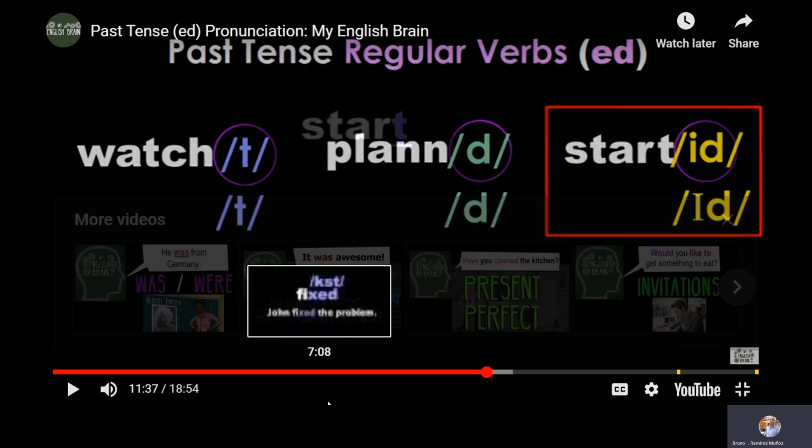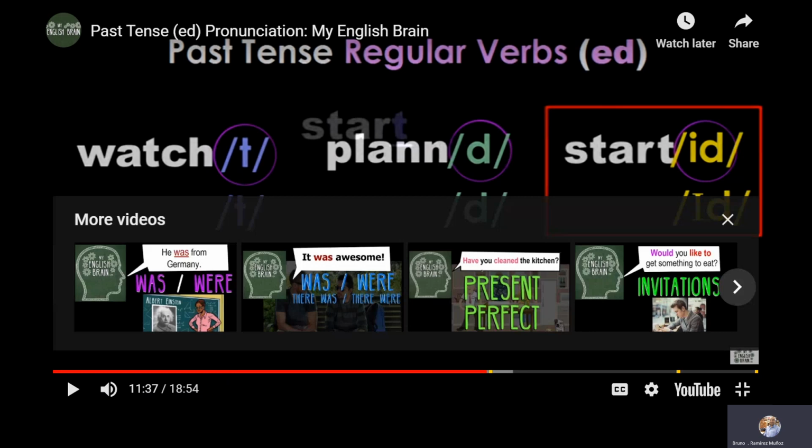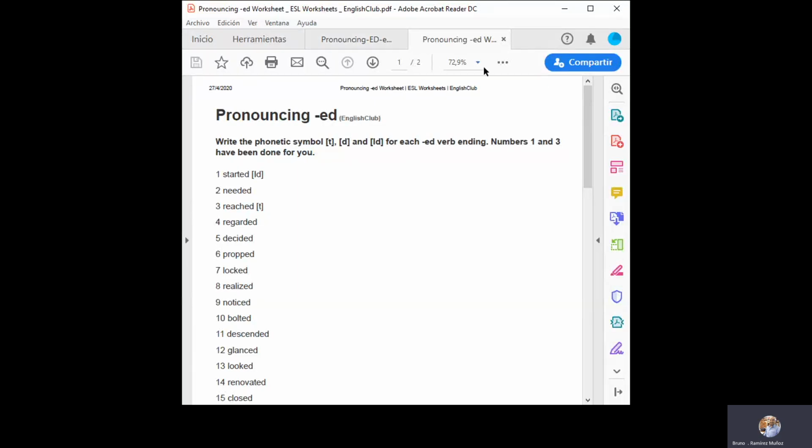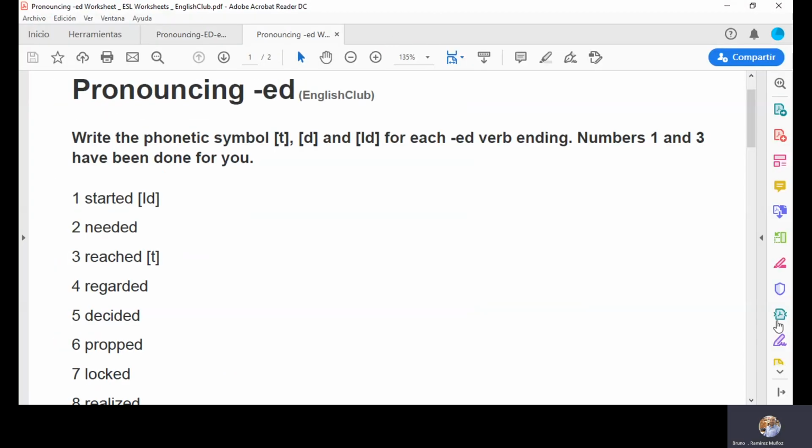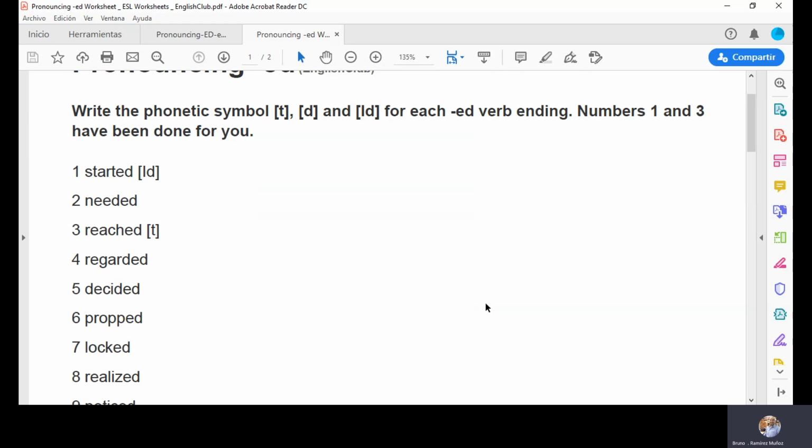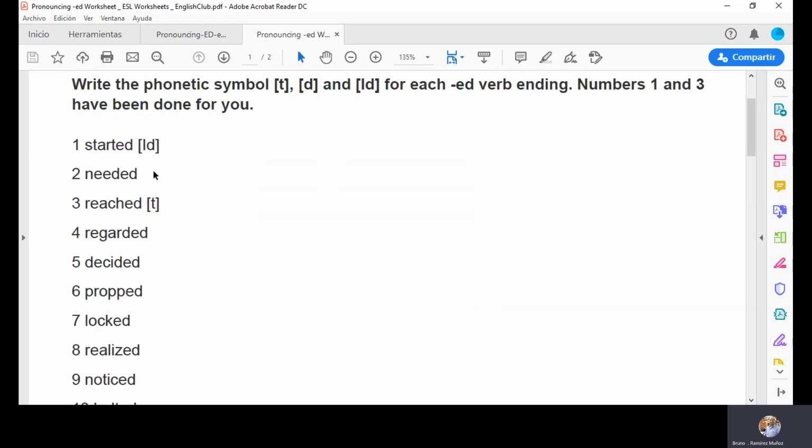I would like to show you a handout now. I'm going to share this handout through the chat room, and I'm also going to share my screen. Okay, this is a PDF file, and what I want you to do is write the phonetic symbol at the end, showing the ed ending for these verbs.